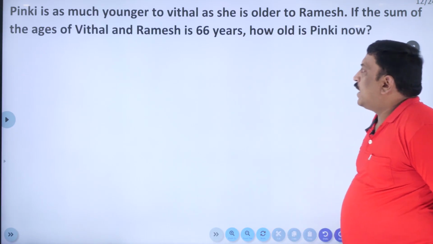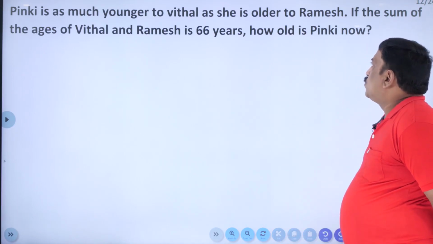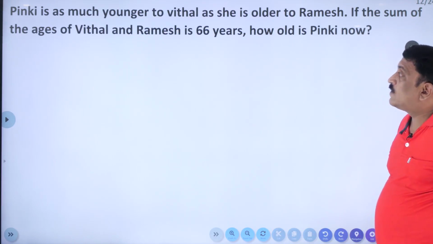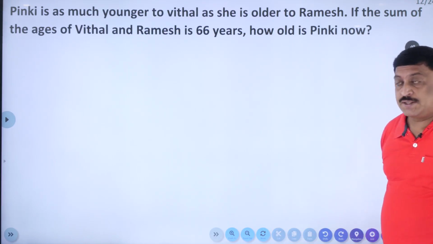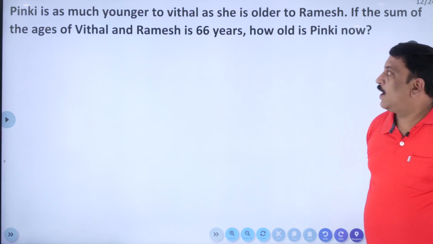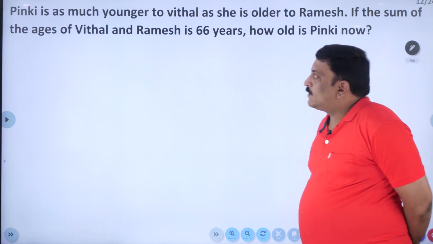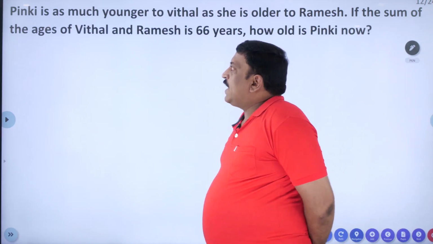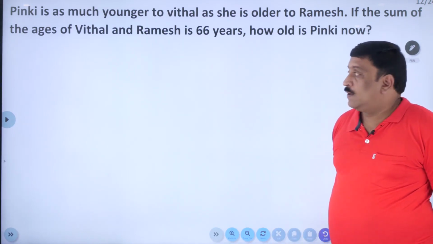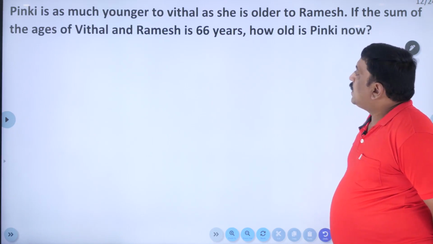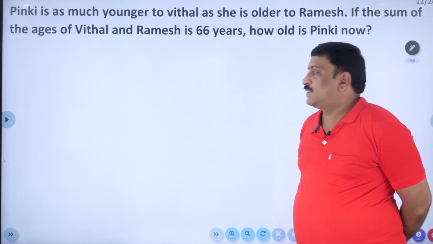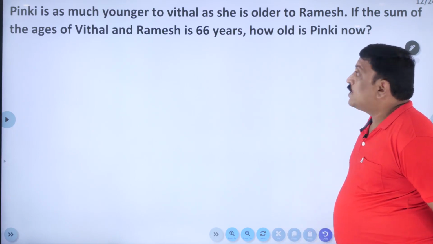Pinky is as much younger to Vital as she is older to Ramesh. If the sum of the ages of Vital and Ramesh is 66 years, how old is Pinky now? Right? So, Pinky is as much younger to Vital as she is older to Ramesh. The sum of the ages of Vital and Ramesh is 66 years. How old is Pinky now?